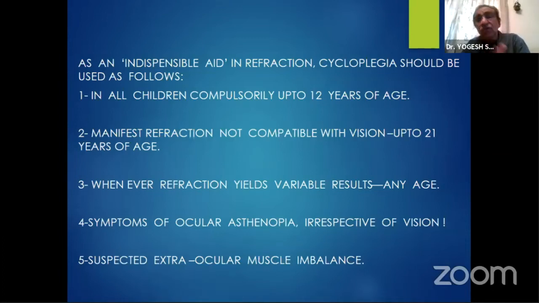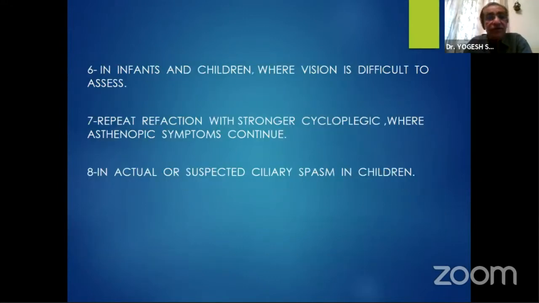Suspect extraocular muscle imbalance in all cases of phoria, because you are testing in a child. And if you find a phoria, even if not a tropia, go for a full cycloplegic refraction.